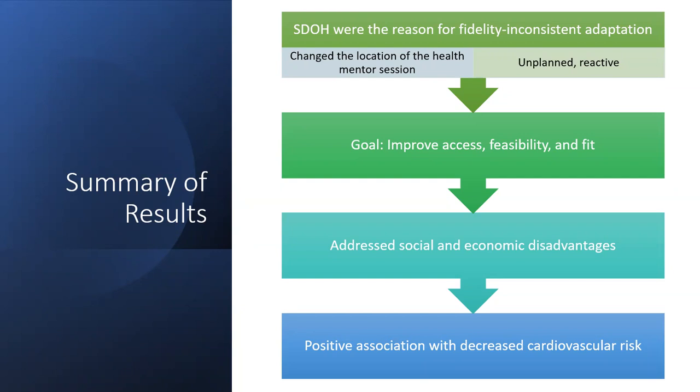So to summarize the results in this study, they evaluated the process and reasons of fidelity and consistent adaptation at 5 sites who implemented InShape. And they found that social determinants of health were the reason for this adaptation. The unplanned adaptation was changing the location of the health mentor sessions from a community-based gym or fitness facility to a local mental health center. And the intent of the adaptation was to improve access to services, feasibility, and fit of InShape to the participants.